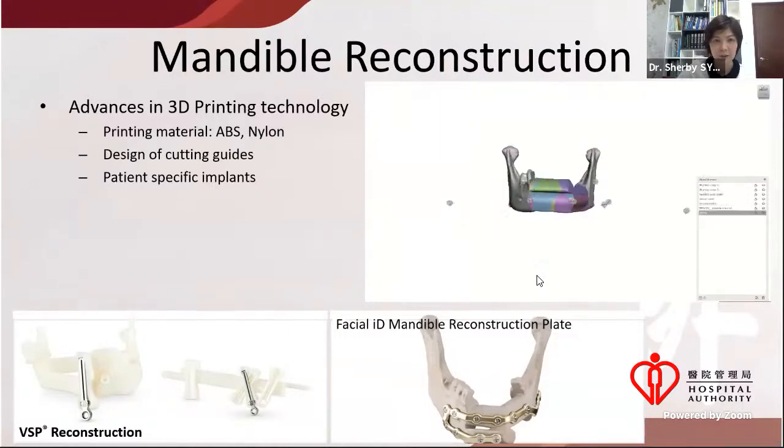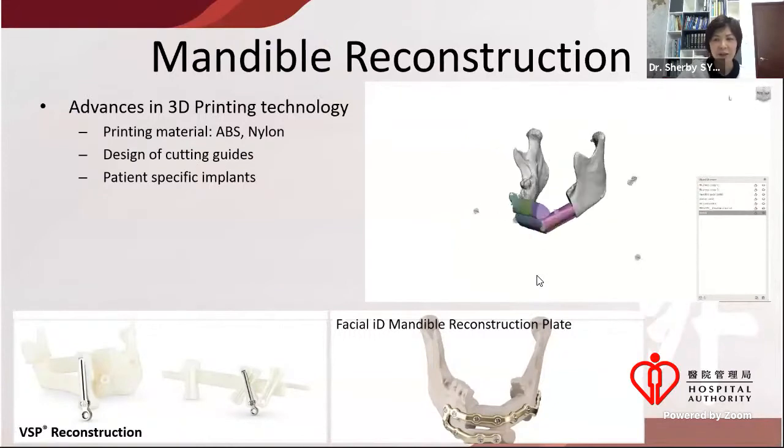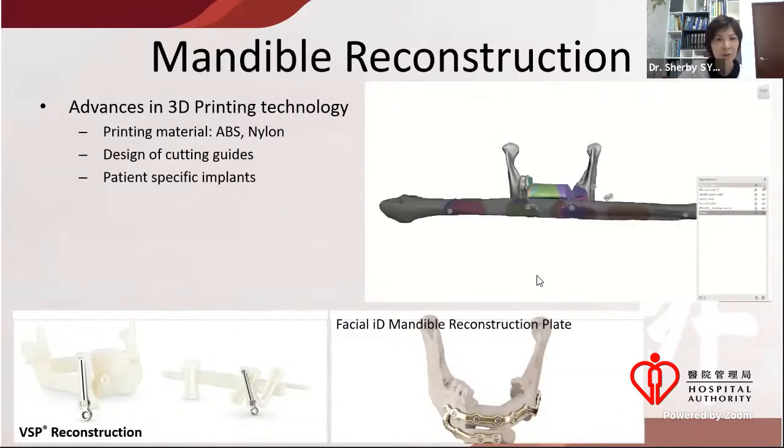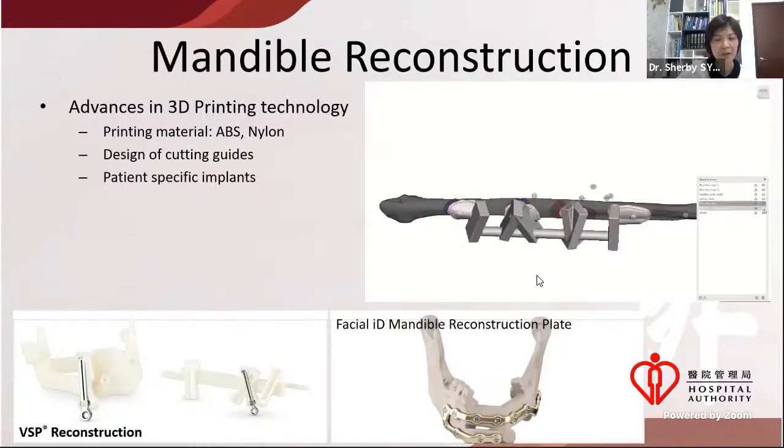And for the recent advances, as mentioned, with the new addition of the SLS printer, the printing material is not only limited to thermoplastics, but we also have a higher resolution printer which can print nylon material. And the strength is also increased with better precision.